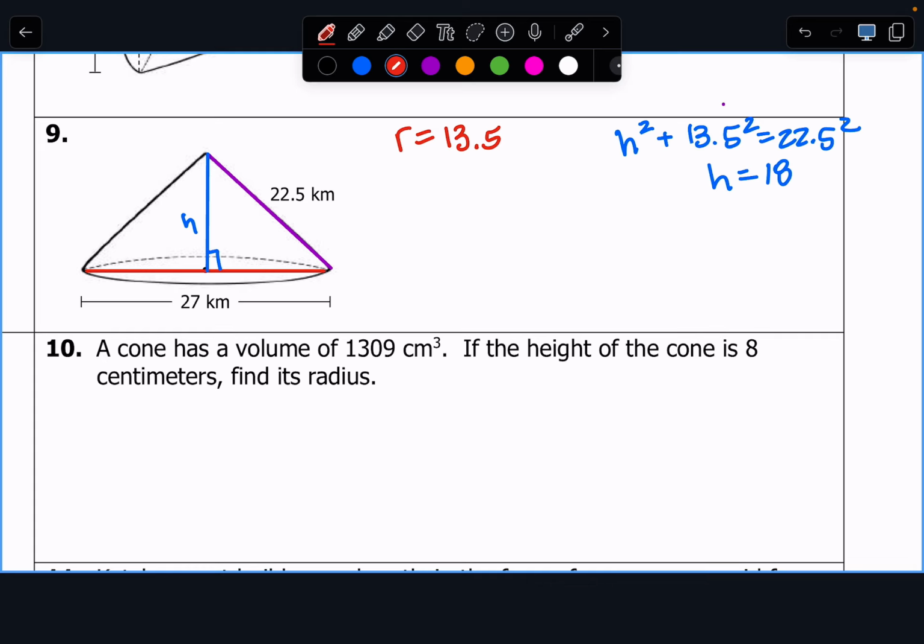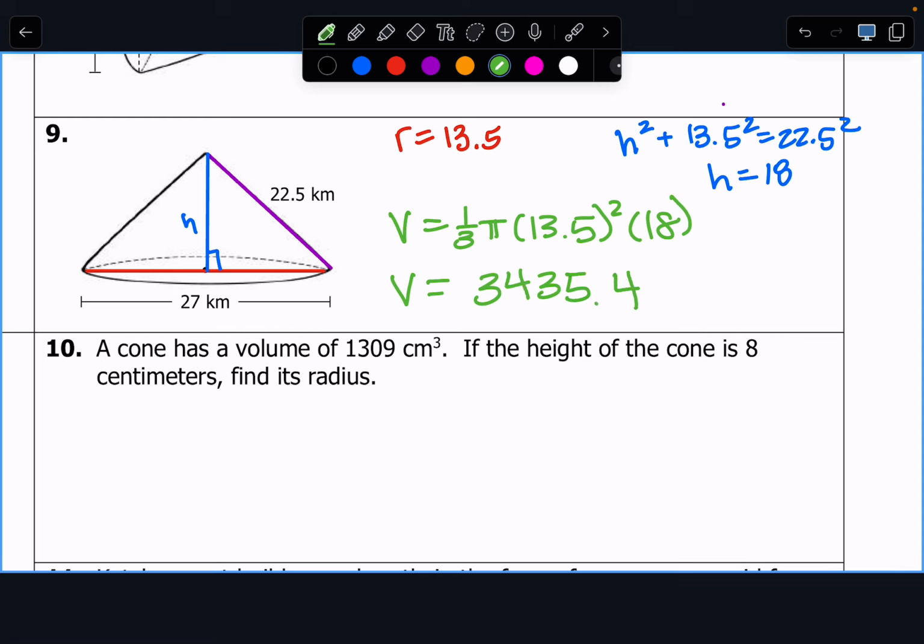So our volume would be 1/3 pi times radius 13.5 squared times a height of 18. What'd you get? 3435.4 kilometers. Could you maybe say that number correctly? 3,435.4. You have 0.3? Yeah, it's 0.3. Okay, yeah, that's what I got.